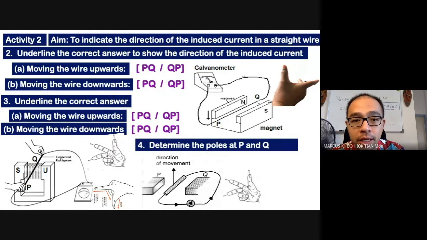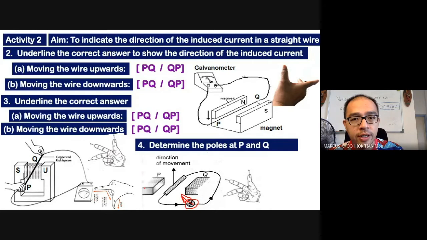Determine the poles at P and Q means which side is north, which side is south. Sebelah mana yang utara, sebelah mana yang selatan. Okay, so follow the direction of the current. This is a mistake again. This one should be pointing towards the left. All right, 5 minutes. Okay, let's kick it off.